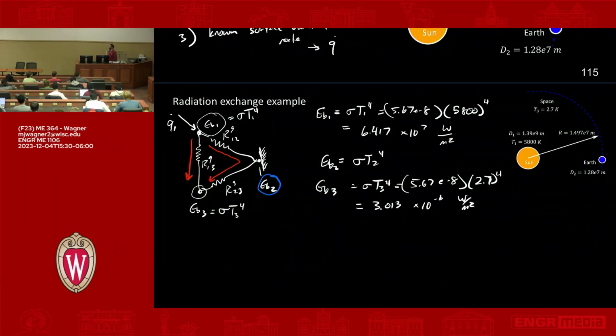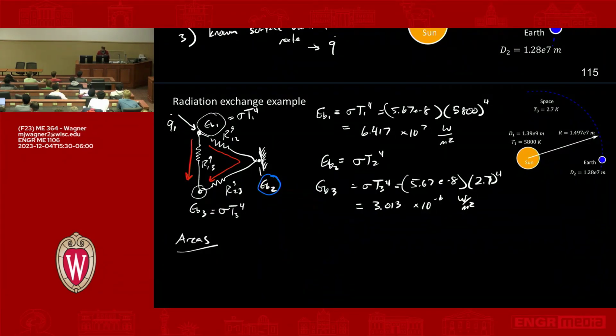Very small, right? So in terms of radiation that's coming from space and hitting the Earth, we can pretty safely assume that that's negligible, right? There's really not a lot of background radiation that's going to affect the temperature of the Earth. So this is the emissive powers. Next thing I want to do is just calculate the area. So there's a couple areas we need.